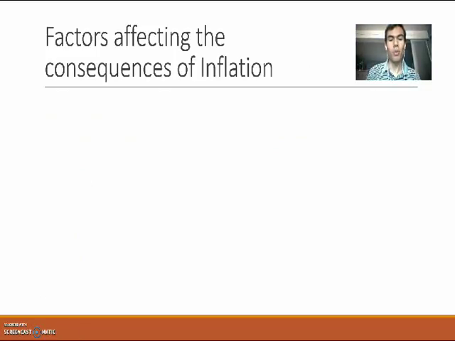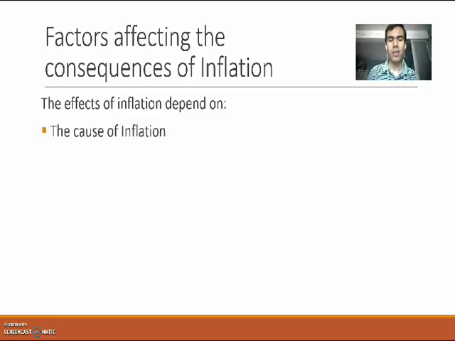Now let's assume we're in an economy that has inflation. How can we tell if this inflation will bring some potential costs or some potential benefits? For this, we need to take a look at the factors affecting the consequences of inflation. The effects of inflation will depend on the causes of inflation. We saw previously the two branches of the causes of inflation, the cost push and the demand pull. In the cost push, the production cost will increase and the aggregate output will decrease. Therefore, it might bring some potential cost to the economy.